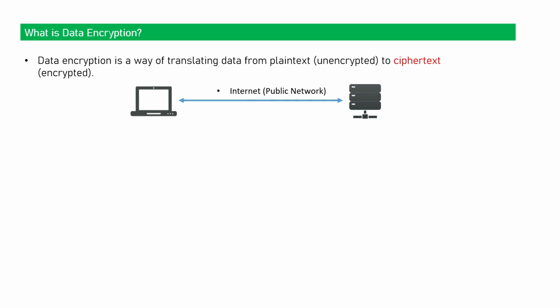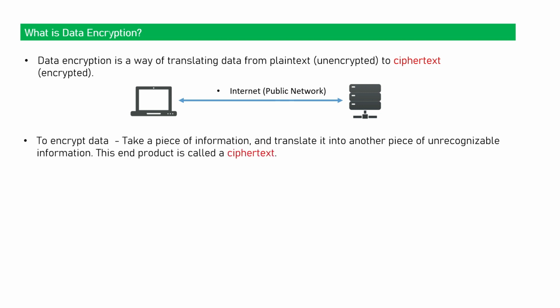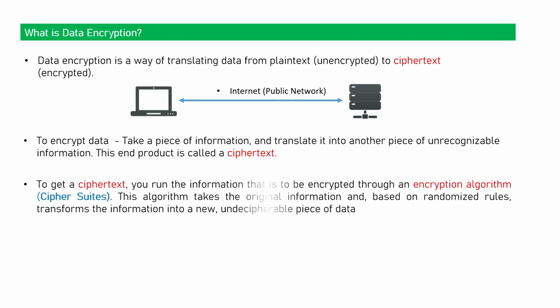That is called data encryption, and the data that we convert into encrypted form is called ciphertext. This is one of the most common terms we discuss when we talk about cyber security. To encrypt data, you take a piece of information and translate it into another piece of unrecognizable information. This end product is called ciphertext. So whatever data we take from the browser and send to a server over the public network gets converted into encrypted form, which is called the ciphertext. To get a ciphertext, you run the information to be encrypted through an encryption algorithm, which is called cipher suites.